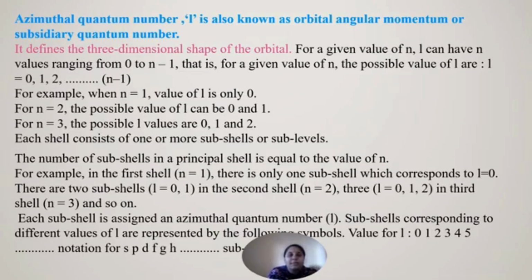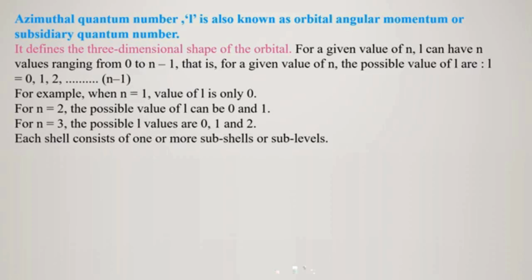So the next concept is the azimuthal quantum number. It is also known as the orbital angular momentum quantum number.